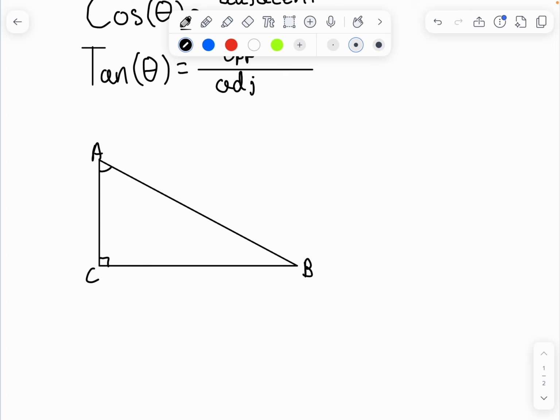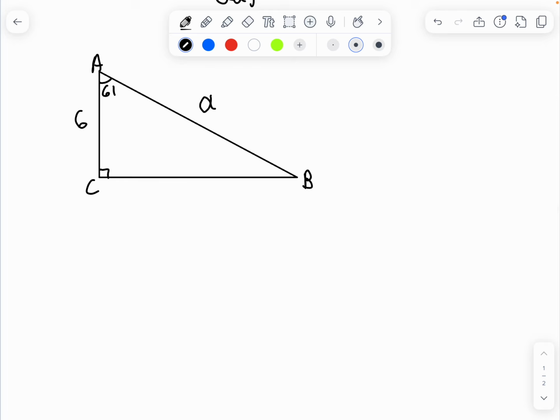So let's say the angle of A is equal to 61 degrees, and the value of AC is equal to 6. So, what is the value of AB? In other words, we have to try and find the value of alpha.